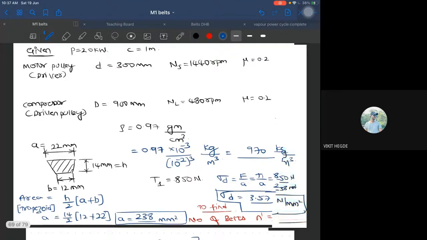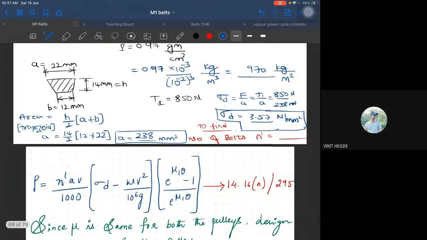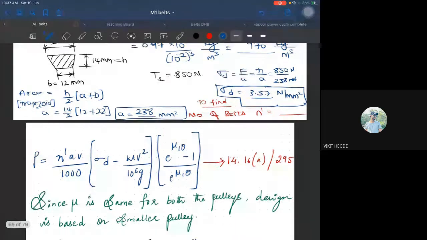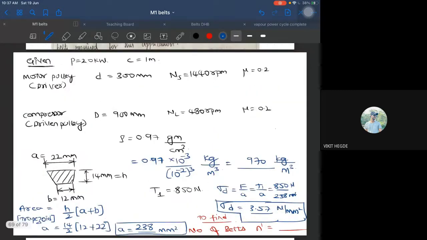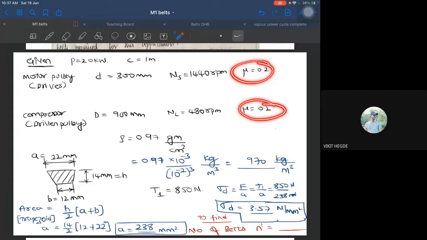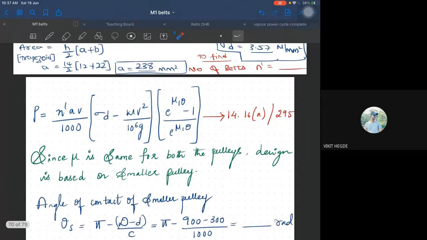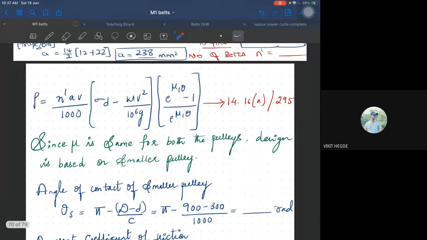Yes, good. So going with the solution, you have the same formula, 14.16a. Use that. Since mu is the same, always go with the smaller pulley. If you observe, it is 0.2 here and 0.2 here. Mu is the same. Therefore, go with the smaller pulley always. For that, you require the angle of contact. Capital D is specified, small d is specified, correct? And even the capital C, the center distance, is specified. Substitute all these and get the value of theta s.